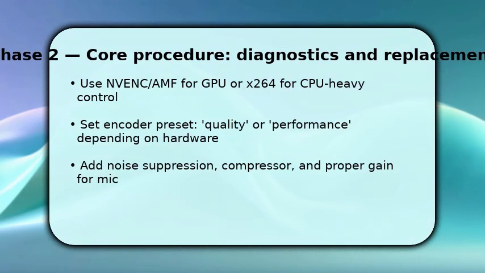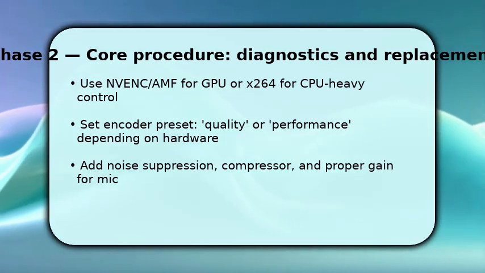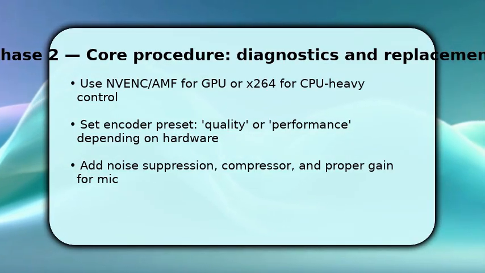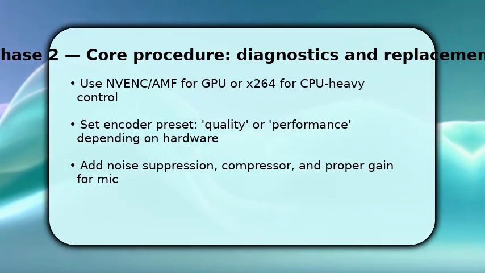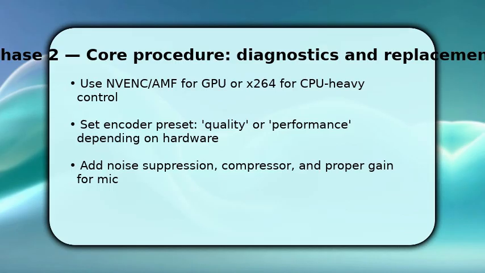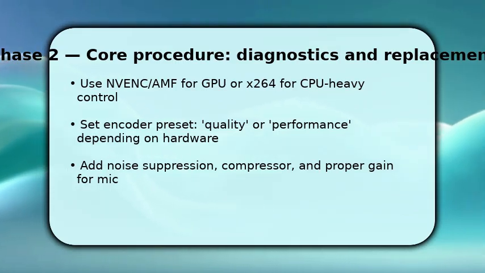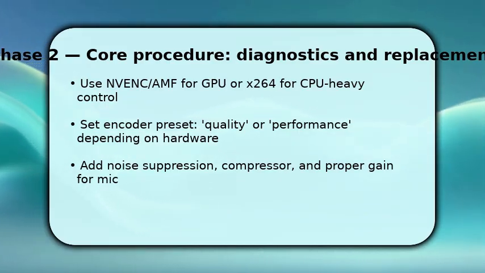Now you tune how OBS encodes and records. If you have a modern GPU, enable NVENC or AMF to offload work. Otherwise, use x264 and pick a preset that balances CPU usage. Then set CBR with a stable bitrate and keyframe interval of 2 seconds. Make sure your downscale filter is Lanczos for sharpness.